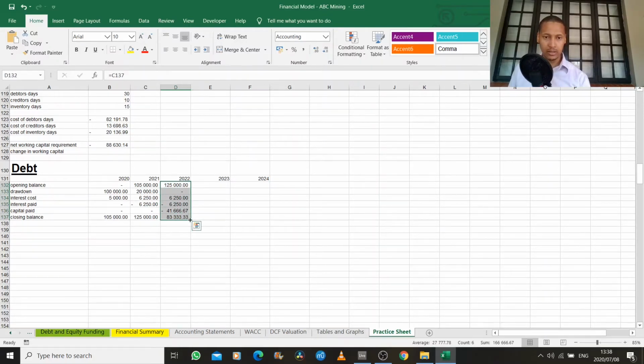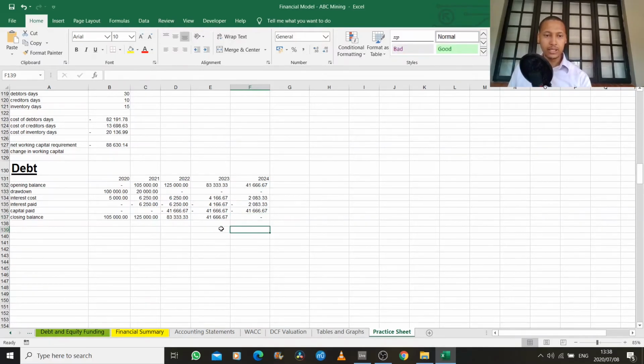So you can drag that formula across, and this is going to be 0, and it's going to be 0, 0 drawdowns. And we see that we've repaid the debt in 5 years according to this profile.